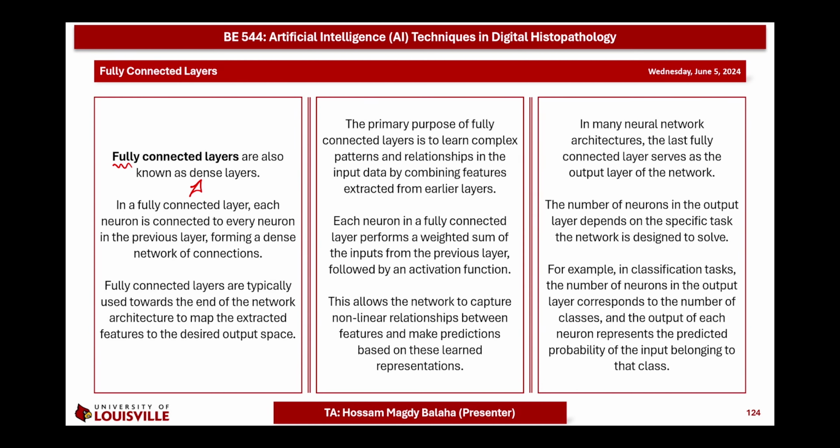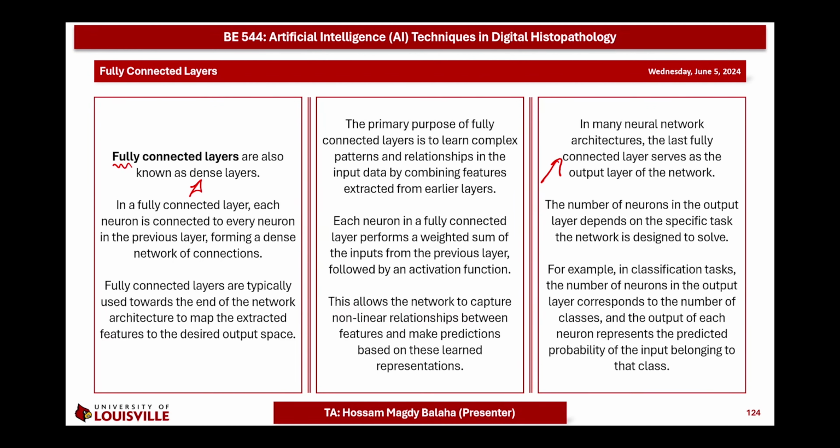Commonly, the last fully connected layer is called the output layer, and the size or shape or number of neurons in the output layer will depend mainly on the task you are targeting. So if you have 3 classes, you will get 3 neurons in the output layer. Each neuron reflects a class.